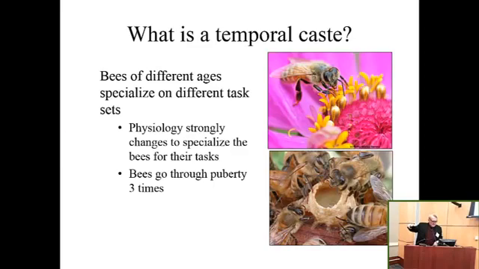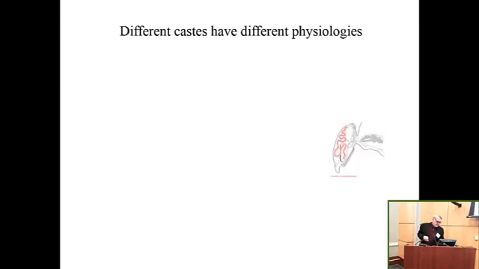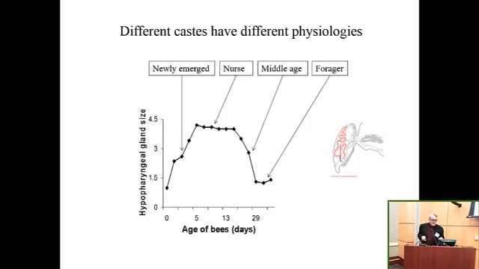Yeah, I guess I have a pointer there. And the different castes have different physiologies, so the hypopharyngeal gland size, this is basically a protein synthesizing gland, versus the age. So you see the newly emerged, very small, then the nurse, which is synthesizing protein to give the larvae to grow and so forth, and then middle age, these are the ones that are producing honey basically, and then the forager, they don't have to worry about that, they're out foraging.